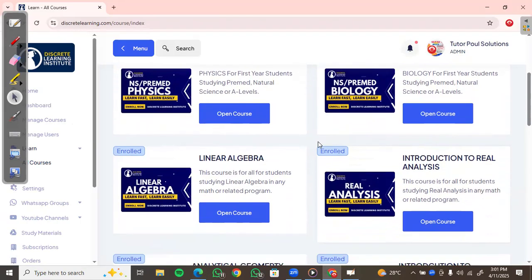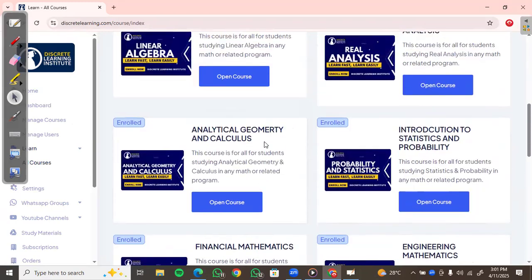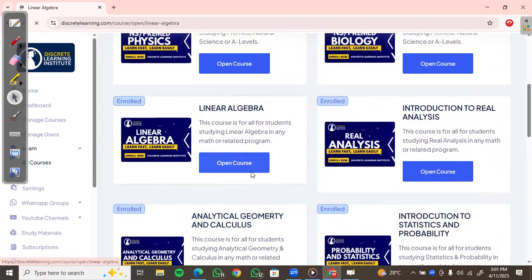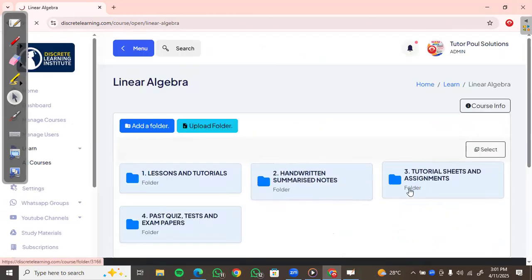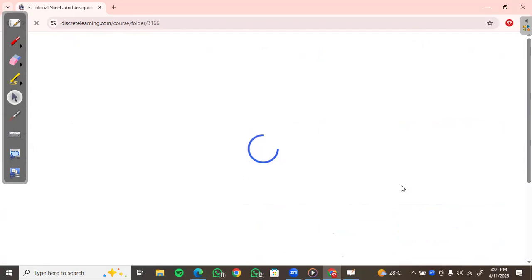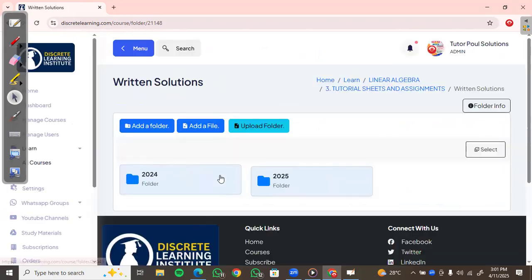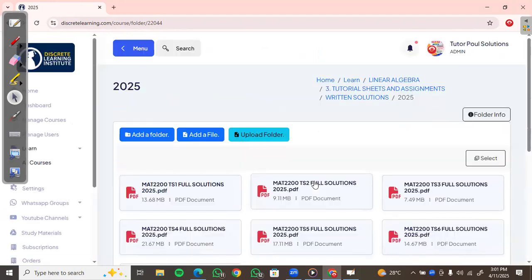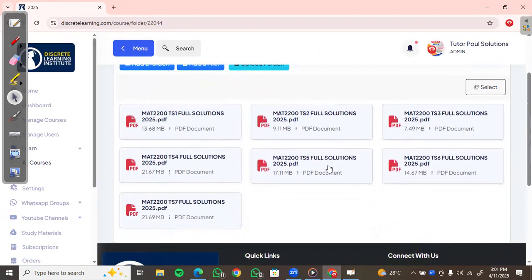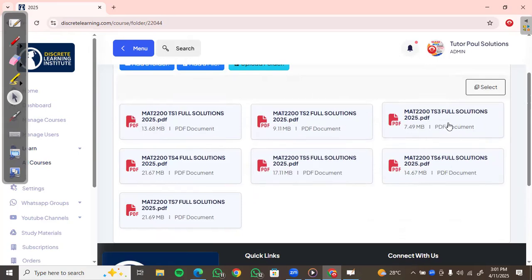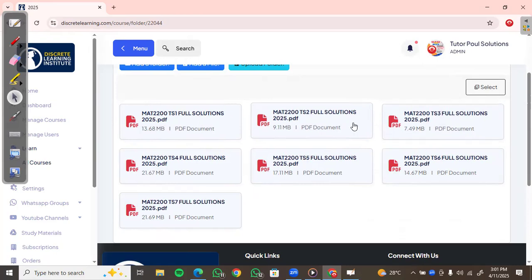You scroll down where you can see linear algebra. When you open linear algebra, you go to the tutorial sheets, then to the written solutions, and you can go into 2025. You're going to find all the solutions to all the tutorial sheets that you are going to have. So 1, 2, 3 so far. The solutions to the tutorial sheet that I'm solving, you're going to find them here, so you can access them from here.